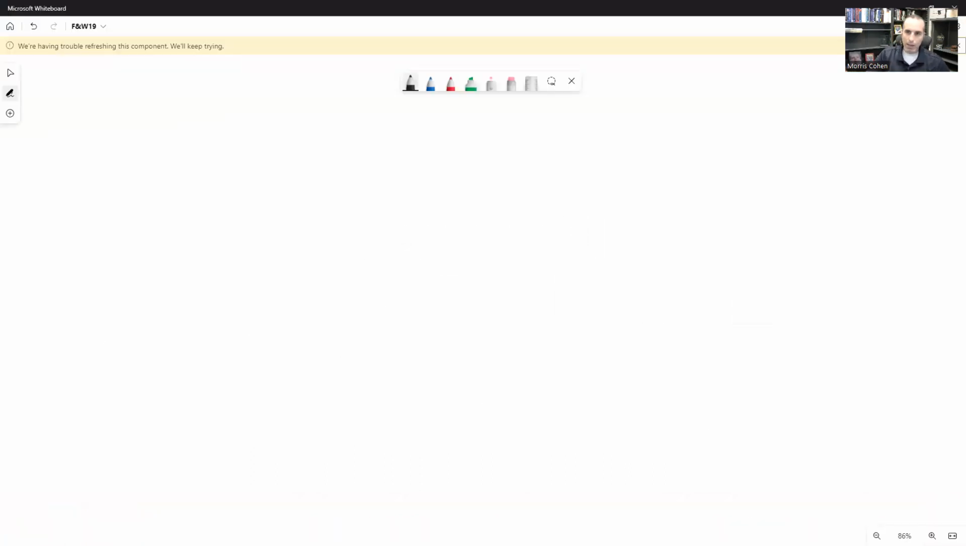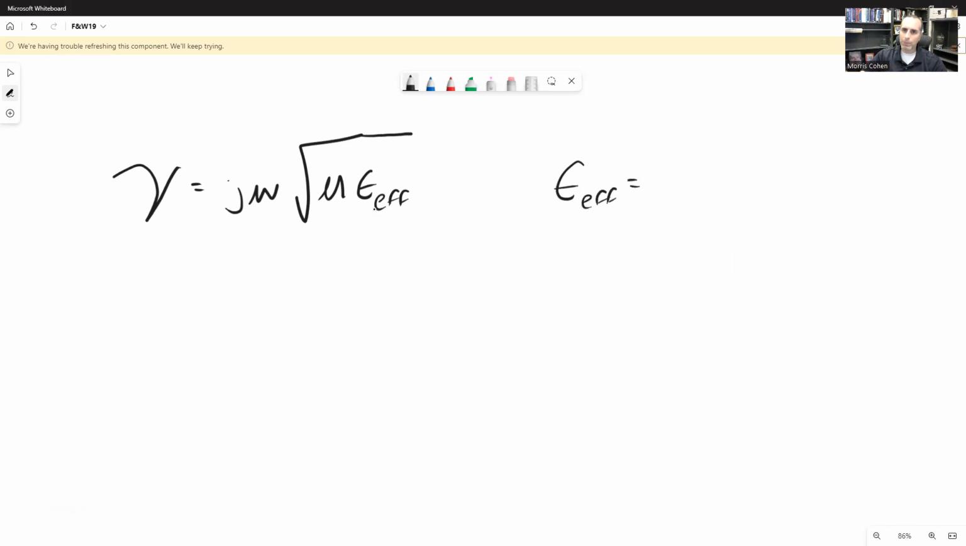So let's take a look at this. Remember, we had this notion that gamma equals j omega times the square root of mu times epsilon effective. And epsilon effective basically had 3 pieces to it. There's the real dielectric property, there is a lossy portion of the dielectric property, and there is j sigma over omega. There's a contribution of conductivity to this.